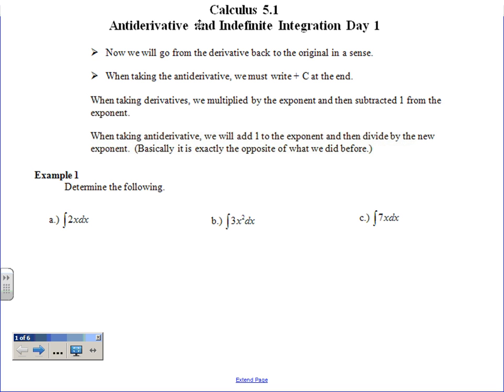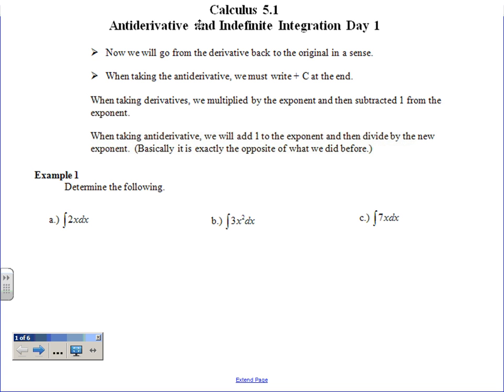The little note there says when we took derivatives, the power rule said to multiply by the exponent and then subtract 1 from the exponent. That's what we did, right? The power rule: multiply out front and then take it down a power. Well, here we're going to do the complete opposite, which is first add 1 to the exponent and then divide by the new exponent. I hope you can see that's the exact opposite, not just part of it but completely in the opposite order.